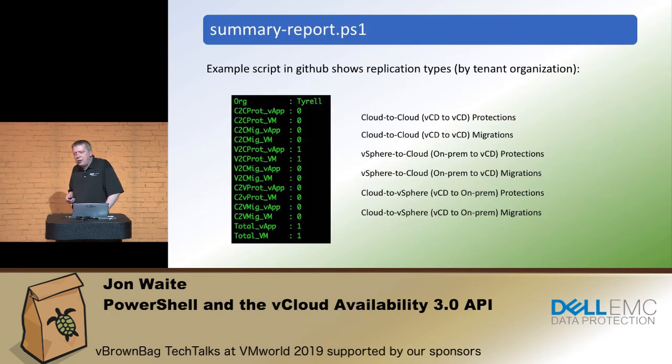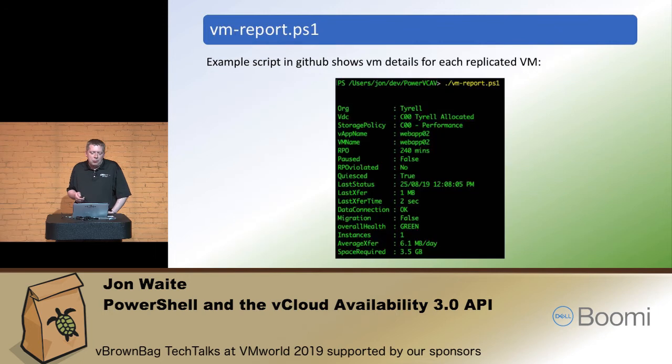There's also a couple of example scripts that I've put in the GitHub repository. So one is this summary report, and it just shows you per org how many VMs are being replicated and what sort of replications or protections those are, and gives you a total across everything. But probably the more useful one is the VM report. So this gives you details for every single VM that it finds through the API is being replicated.